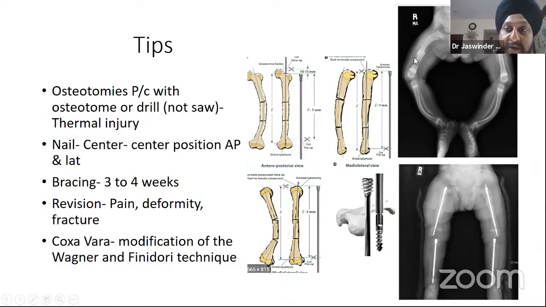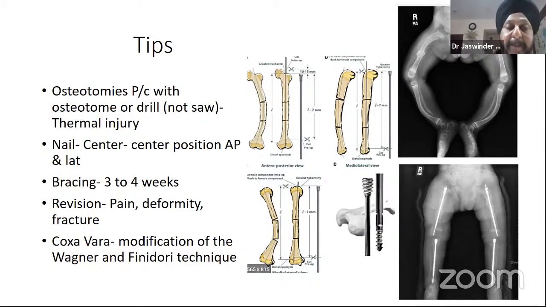Also, while inserting the rods, the bone is so fragile that we might not be able to feel that the rod has passed through the opposite cortex while inserting it. So that is one very important point. Second thing is, whenever osteotomies are being done, it is always advisable to do them with a drill bit and an osteotome, but not to use a saw because there is a high chance of thermal injury. The bone is already very weak. Bracing for around 3 to 4 weeks post surgery is to be done.